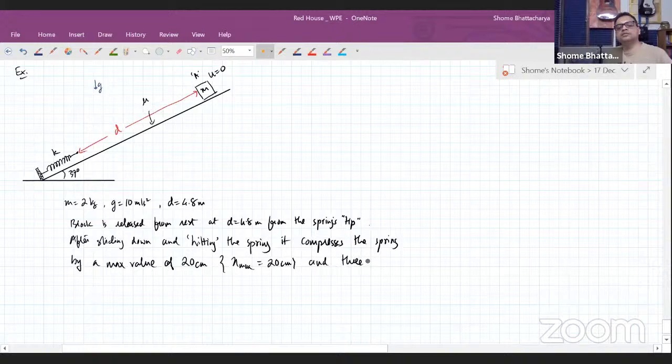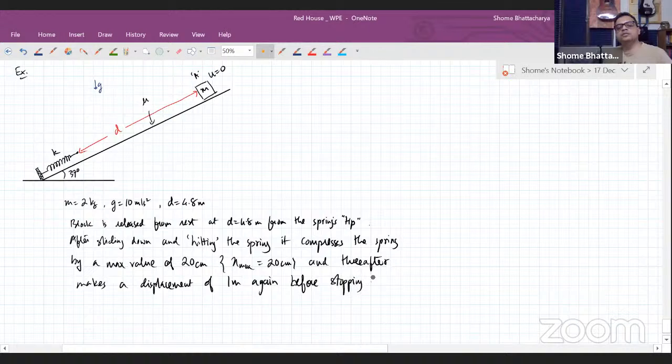And thereafter it makes a displacement of 1 meter again before stopping momentarily. So the block comes, hits against the spring, compresses it by 20 centimeters, and then again slides up the inclined plane because the spring is pushing it back. When it slides up the inclined plane from where it compressed the spring, it makes a displacement of 1 meter precisely before coming to rest again momentarily.